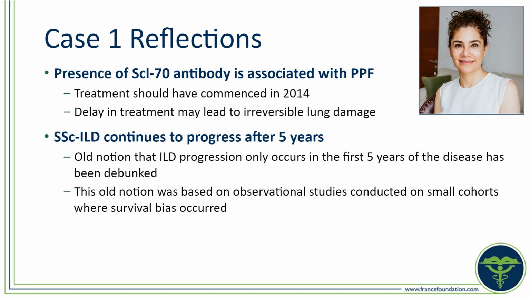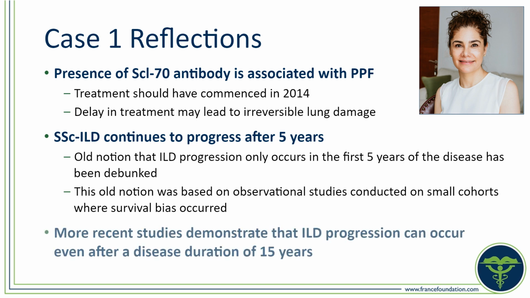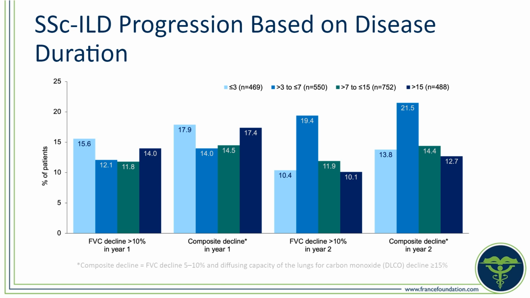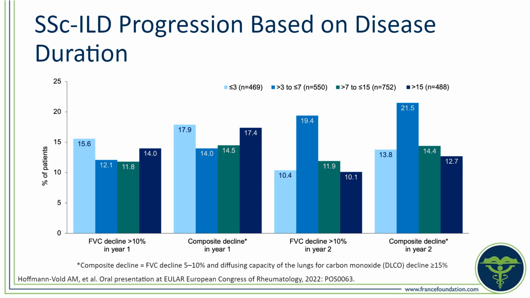So most of the patients died, and what you were seeing was a survival bias. Now there's more recent studies that demonstrate that progression can occur even after a disease duration of 15 years. And in this EULAR abstract, you can see that among patients who were in the EUSTAR cohort, which is a large European scleroderma cohort, these different bars represent the disease duration of the patients.